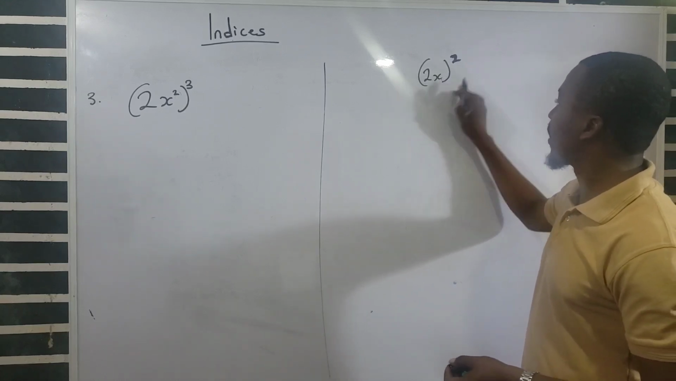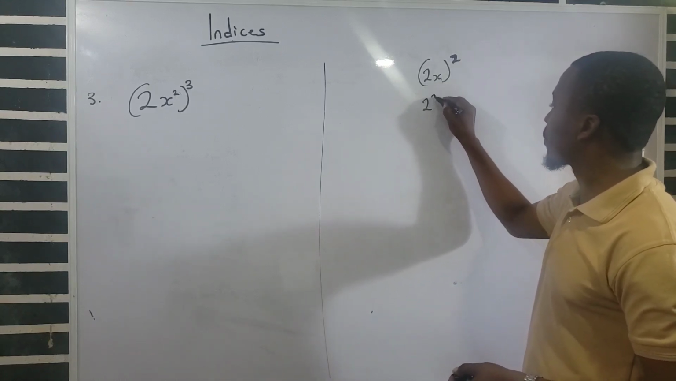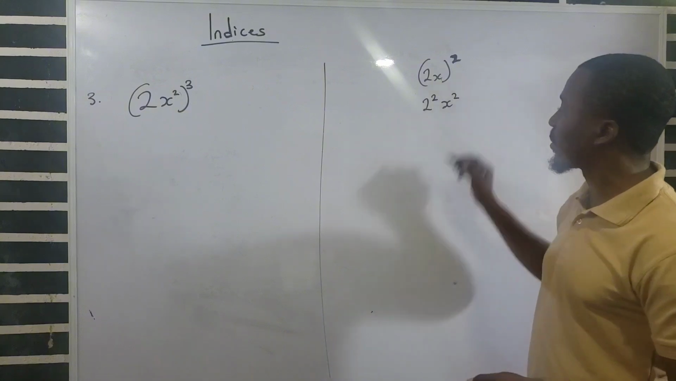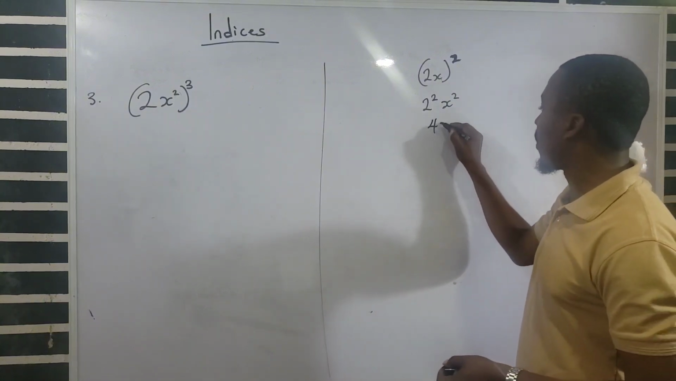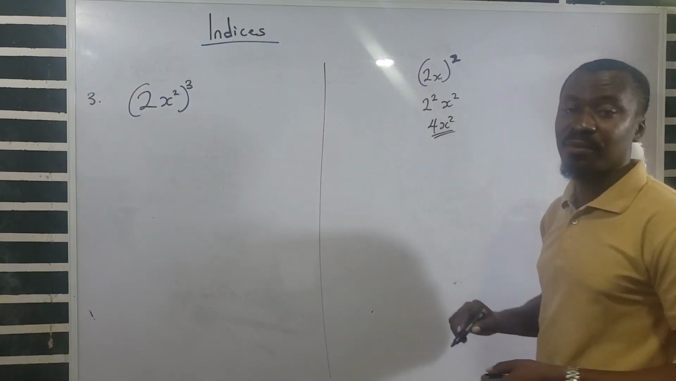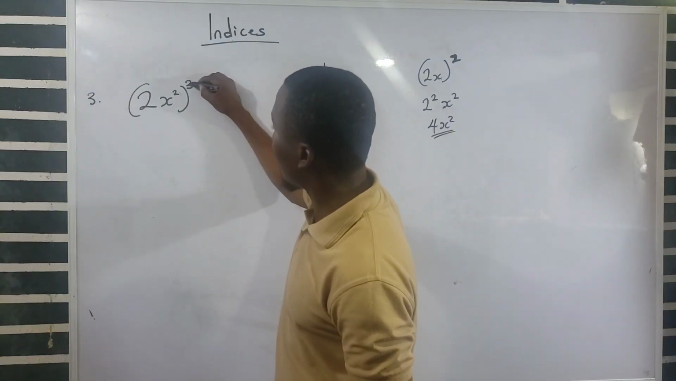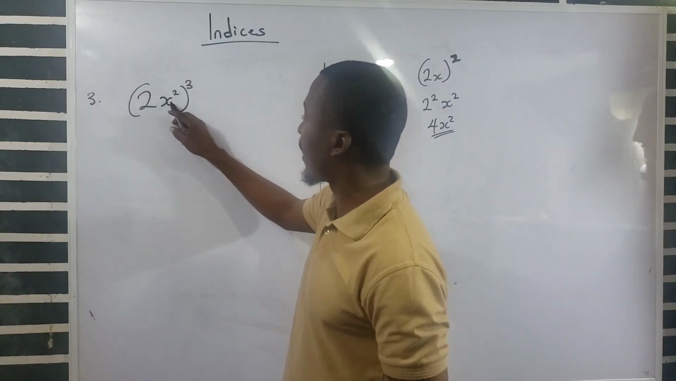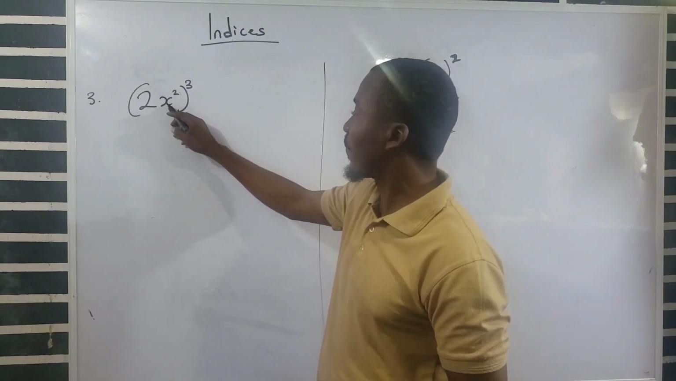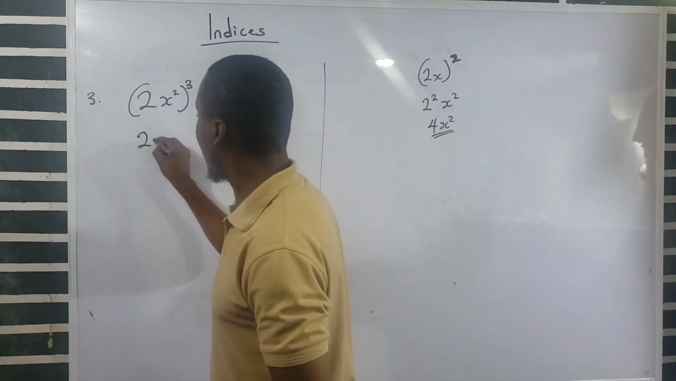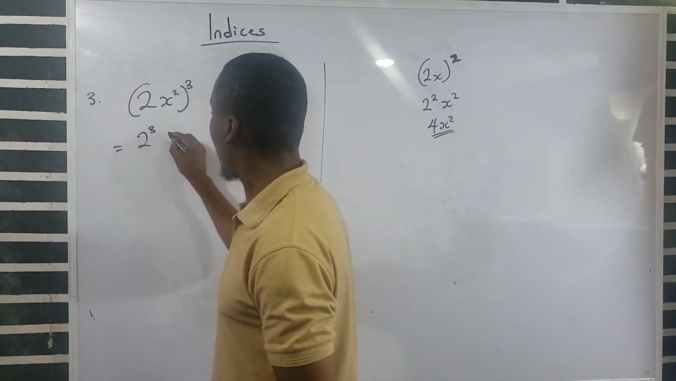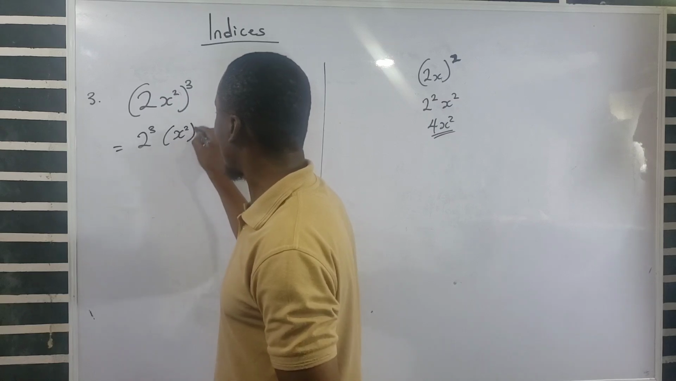If I want to open this bracket with this power, I'm going to have it as 2 squared x squared, okay, which will give me 4x squared. So that's what I'm going to have. So because this question here has 3 here, this 3 is going to affect both 2 and also what? x. So that will give us 2 raised to power 3 into x squared raised to power 3.